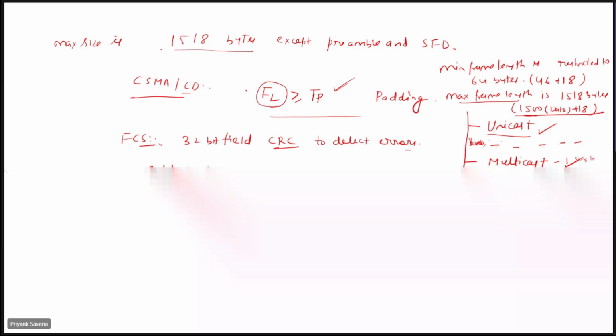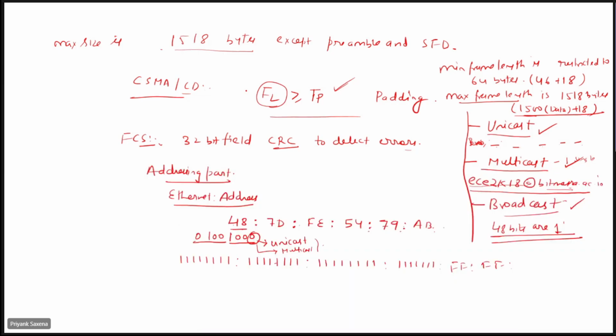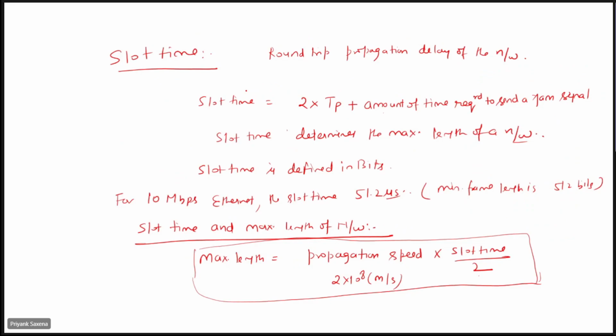Okay, so how will it be defined? Because we know the slot time. We define a slot time, that is the round trip propagation delay of the network. So slot time is defined as 2 into TP plus the amount of time required to send a jam signal. So slot time basically determines the maximum length of a network. And it is defined in bits.